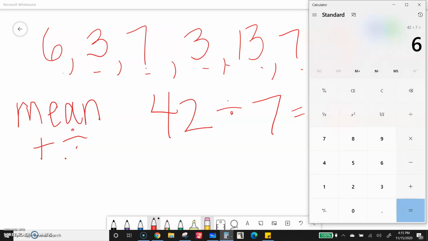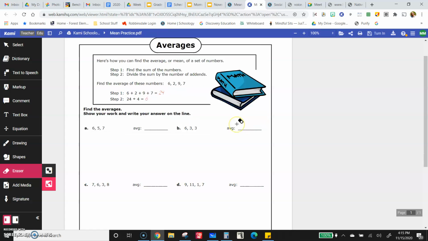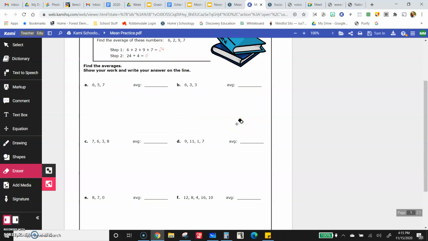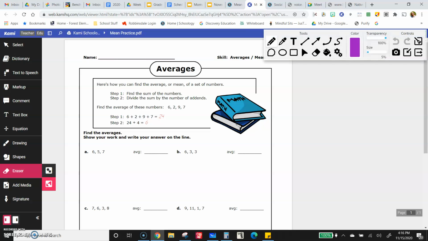Now, it won't always work out nicely. Sometimes we'll get weird decimals when we have the mean. I think all the problems on your worksheet are not like that. If I remember correctly, it's a little bit nicer, but just keep in mind that sometimes we will get decimals and we have to round the decimals. One other thing, you'll notice your worksheet is called averages, and you might think, but I thought we were doing mean. Average is really a synonym for the word mean when it comes to math.